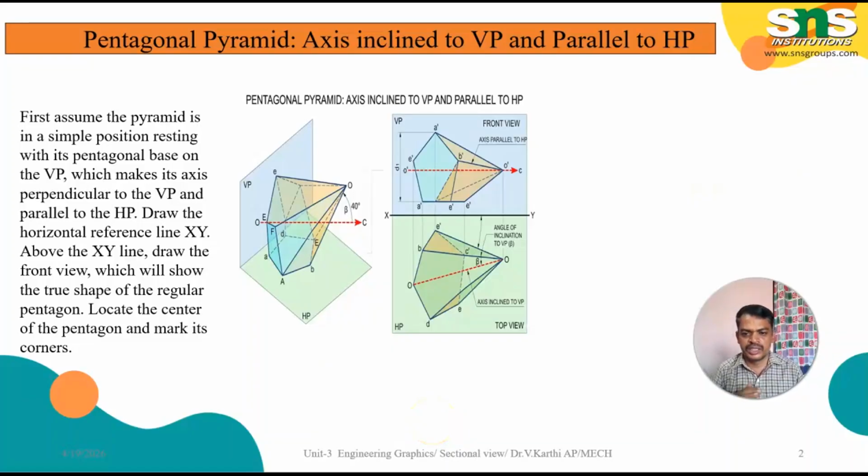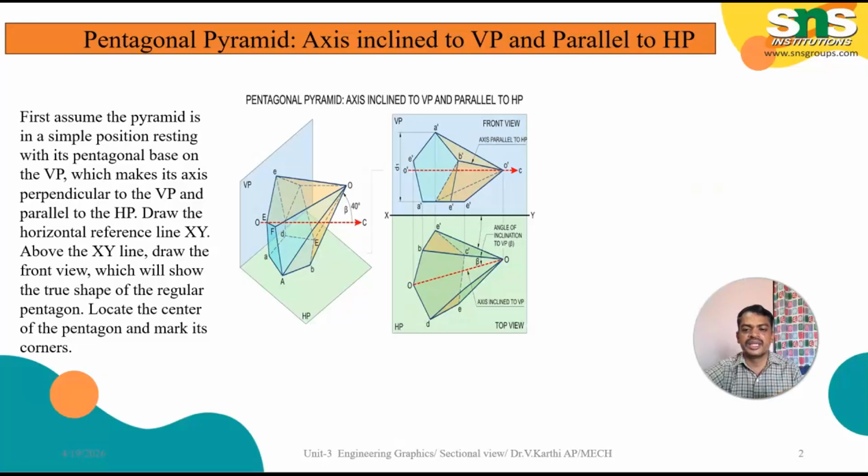Today the topic is hexagonal pyramid, axis inclined to VP and parallel to HP. Introduction of hexagonal pyramid: it is a three-dimensional solid composed of a regular hexagon face, 6 triangular faces, and 1 apex. Such solids are frequently used in engineering design, structural geometry and CAD modeling.